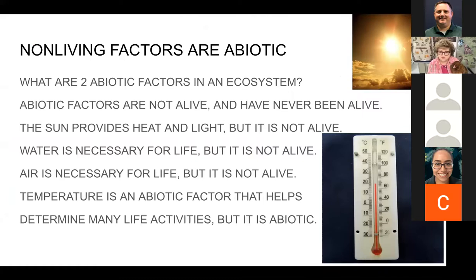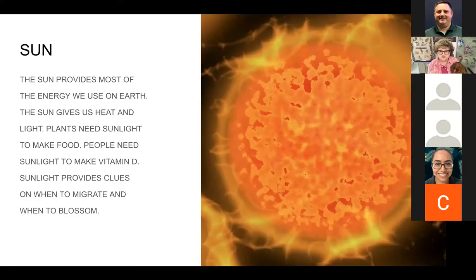The sun provides heat and light, but it's not alive. Water is necessary for life, but it's not alive. Air is necessary for life, but it's not alive either. Temperature is an abiotic factor that helps determine many life activities, but it's abiotic, it's non-living. So let's look at some of these.